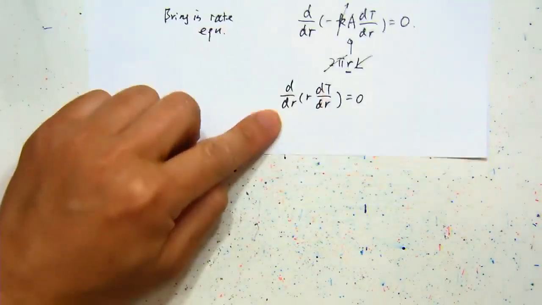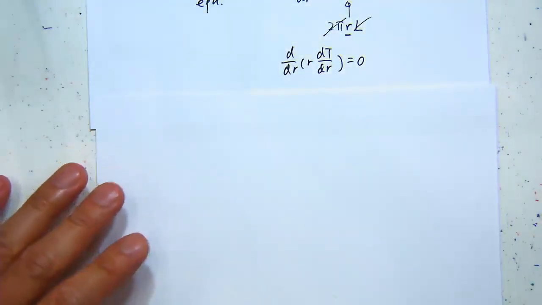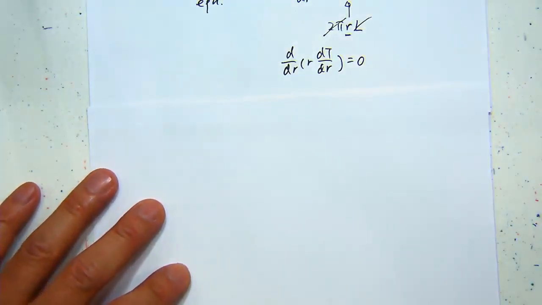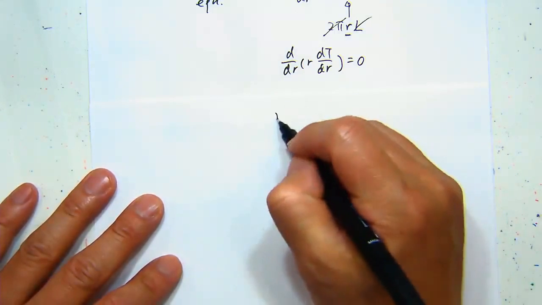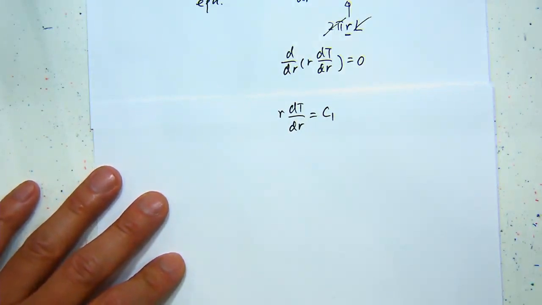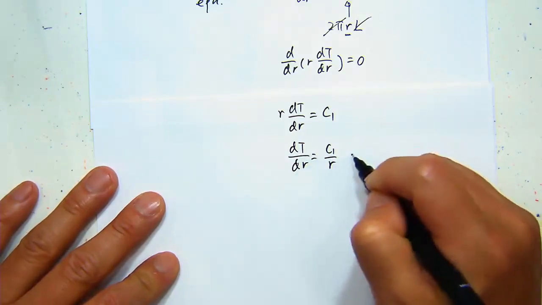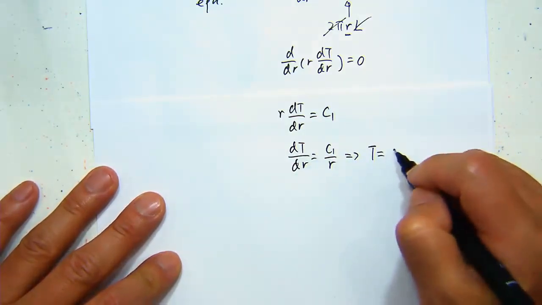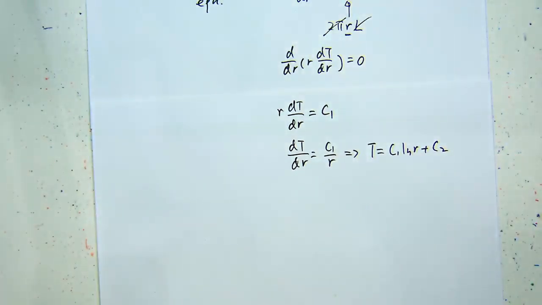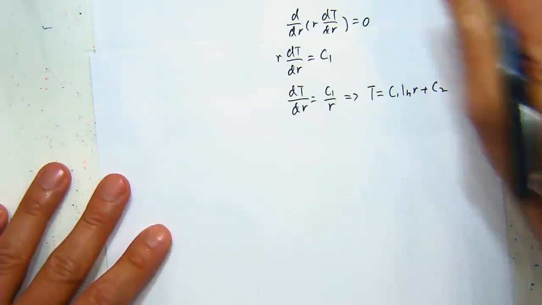All right, so this again is a second order differential equation. What we need to do is just integrate it and then bring in the boundary conditions that are available for the problem. So just 2 rounds of integration: r dT/dr equals C1. And the second round is dT/dr equals C1/r, which means T equals C1 log r plus C2. All right. So again, 2 constants requiring 2 boundary conditions.